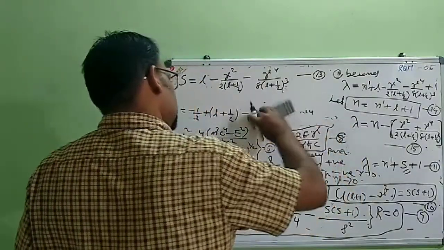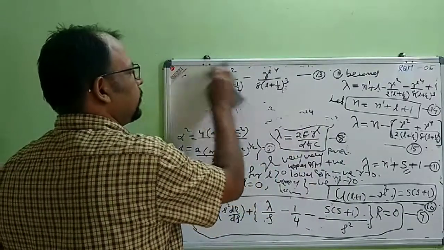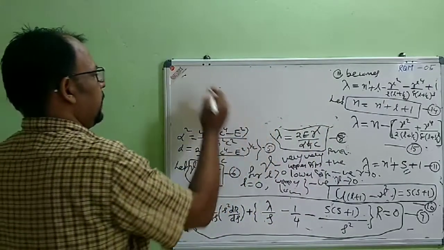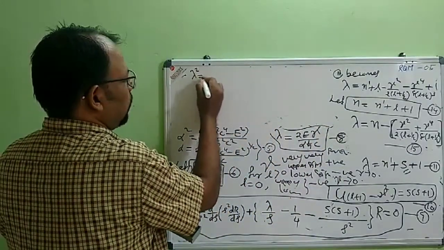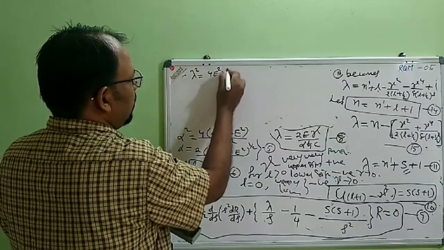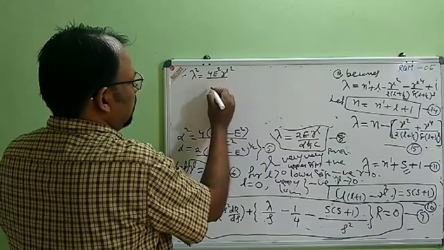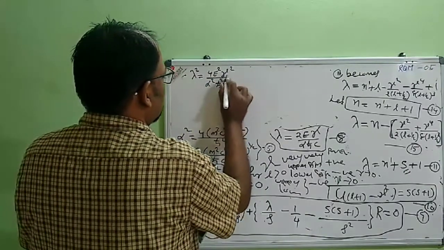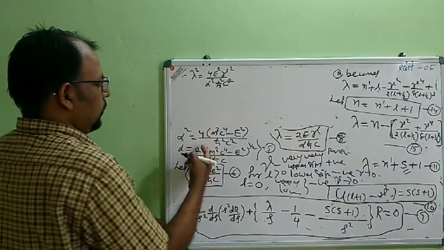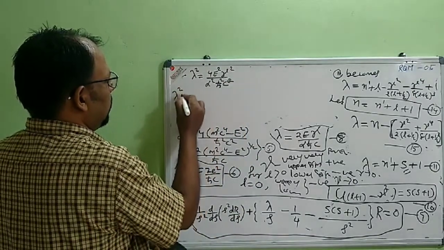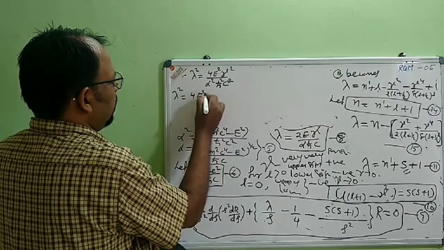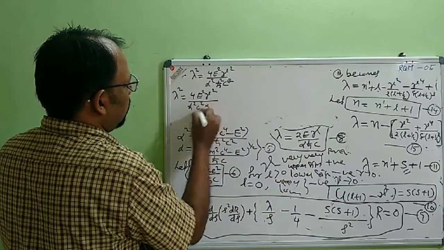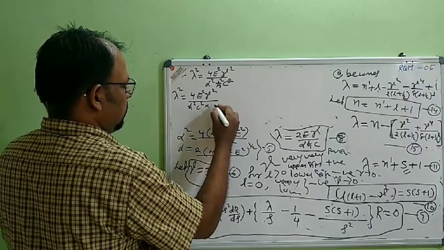First we will square equation 8. On squaring equation 8, we will be having lambda square equal to 4 e square gamma square by alpha square h bar square c square. Now substitute the value of alpha square.